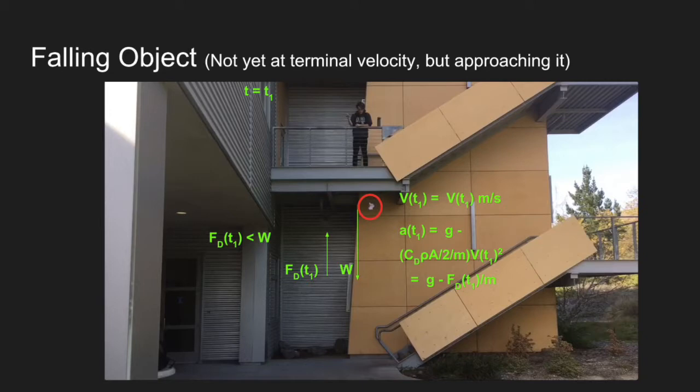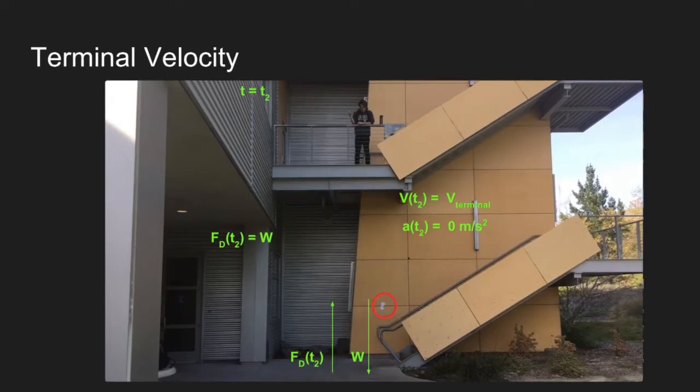Here we have the object at some time t1. We can see the drag force is becoming larger, which is directly due to the increased velocity. The drag force will begin to oppose the weight, which will in turn decrease the net force and the acceleration.